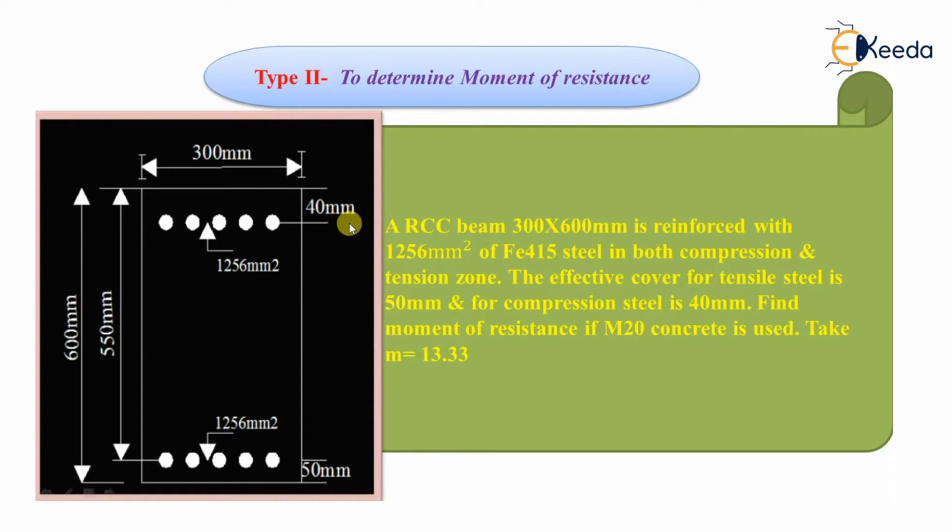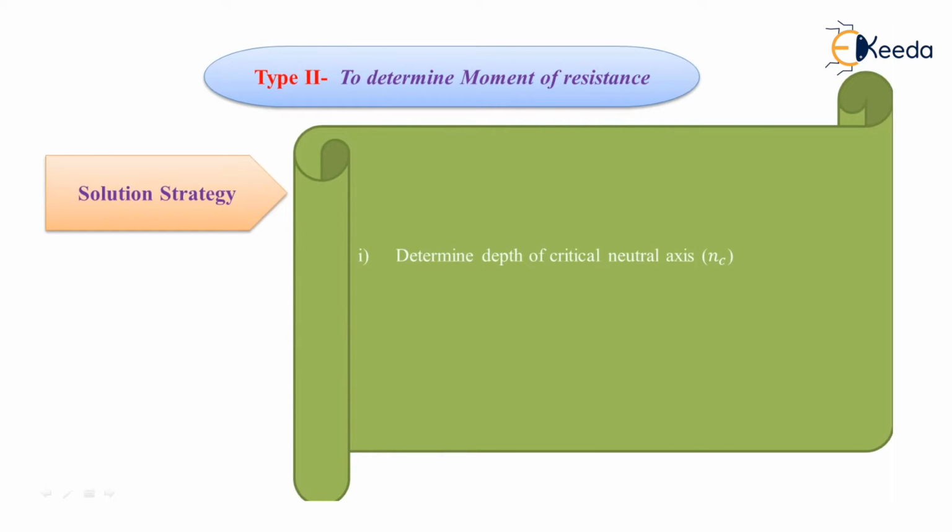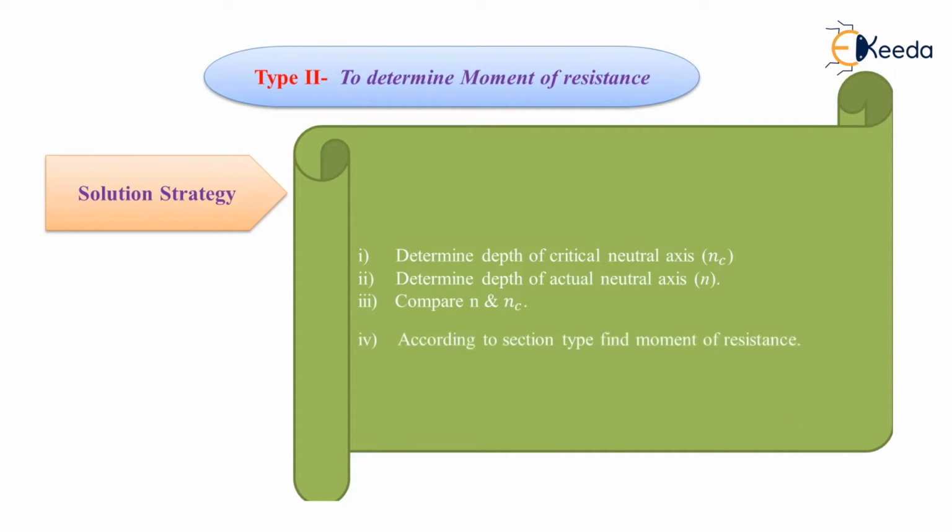So here is our solution strategy. Firstly, we will determine the depth of the critical neutral axis, that is NC. After that, we will calculate the depth of the actual neutral axis N, and then we will compare N and NC. According to that comparison, we will get either an under reinforced section or an over reinforced section. According to the section type, we will find the moment of resistance.